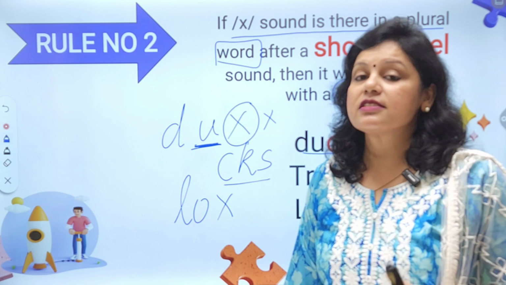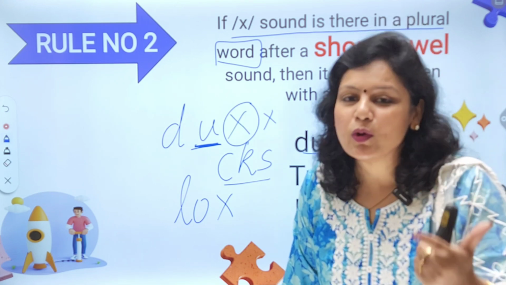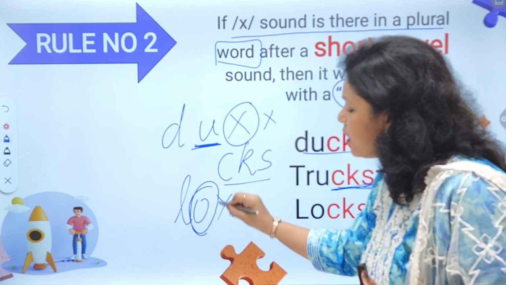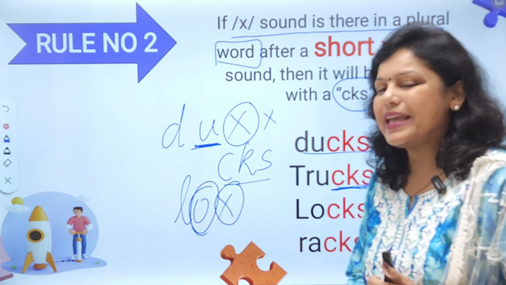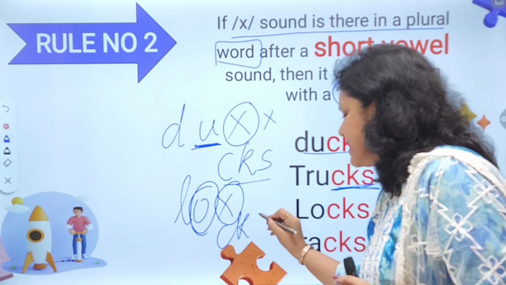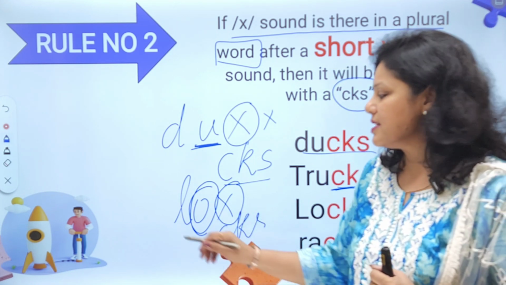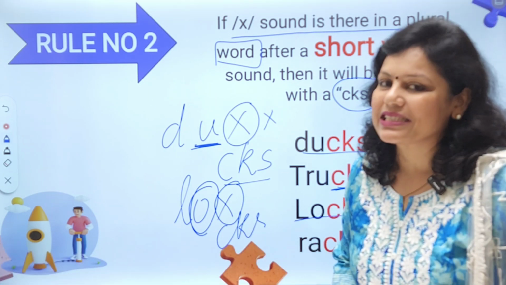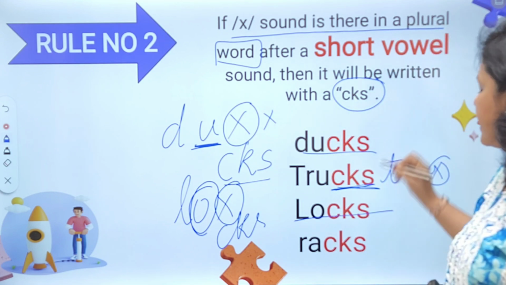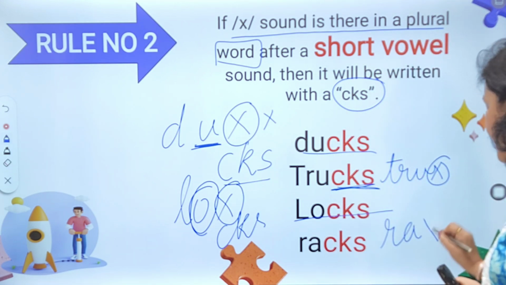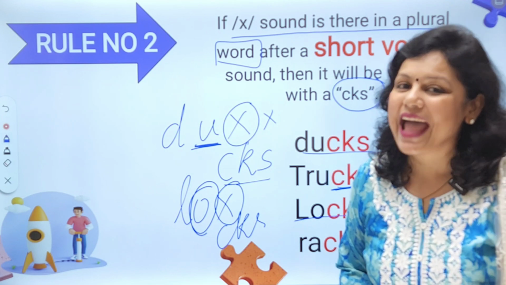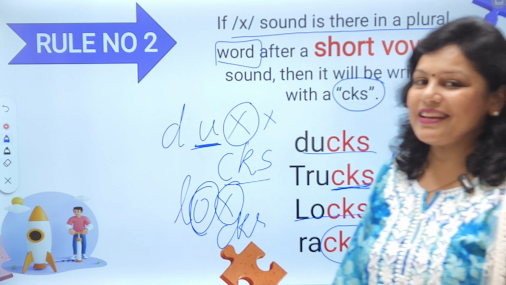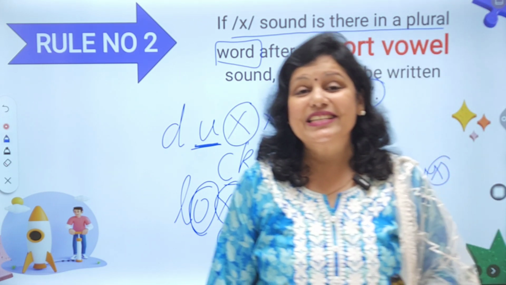First, identify if this is singular or plural. This is a plural word. Now, since this is plural and it is coming after a short vowel sound, it will not be X, but it will be CKS, and that is why the spelling of locks is L-O-C-K-S, locks. Similarly, racks. Racks, you are never going to write racks like RAX. You will always write racks like R-A-C-K-S. So I assume that now you have learned at least 2 rules.